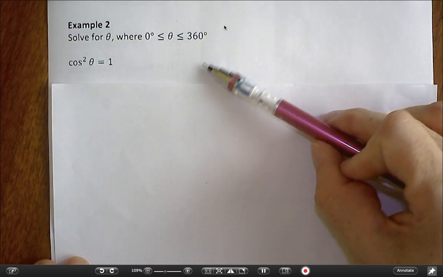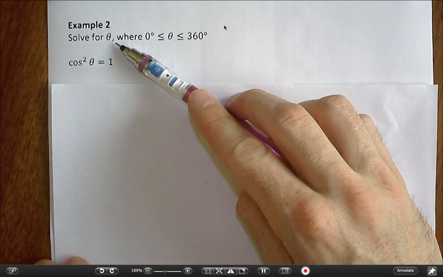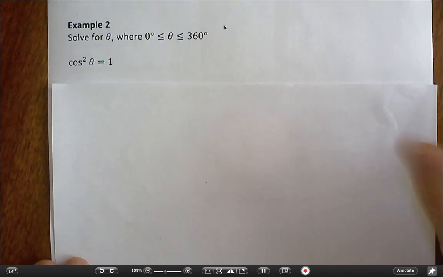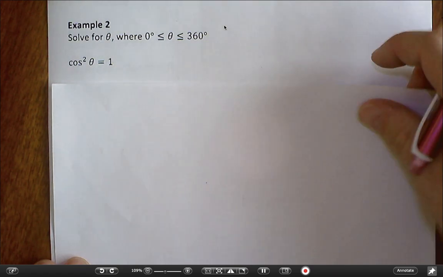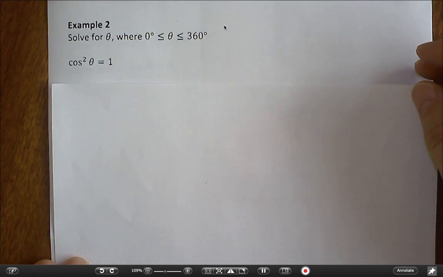Now, look at the wording. We're going to solve for theta. We're not trying to isolate the trigonometric ratio. Here we're going to solve for theta. So solve for theta, where the cosine squared of theta is equal to 1.